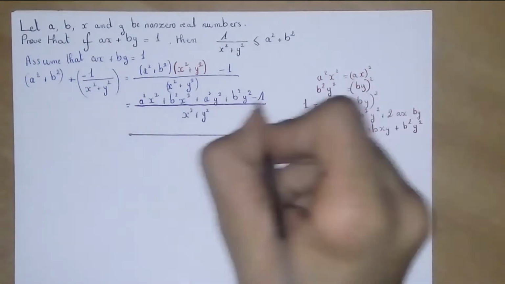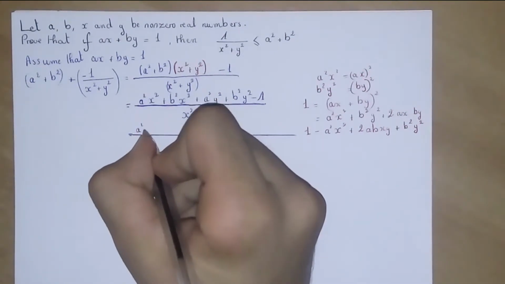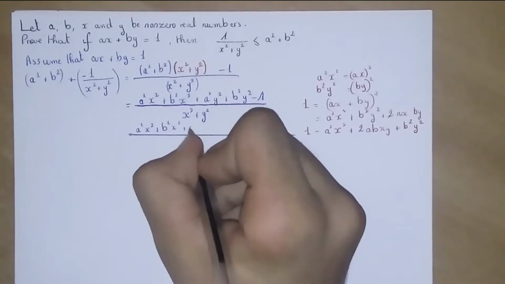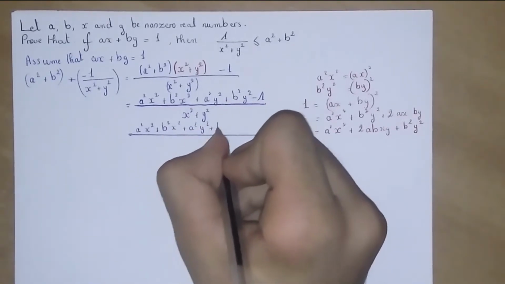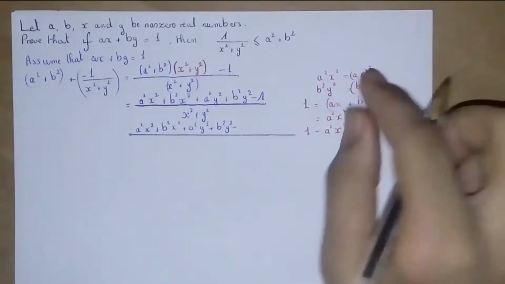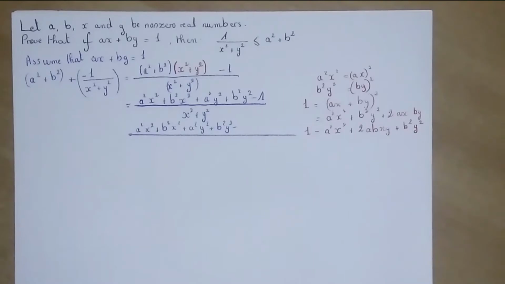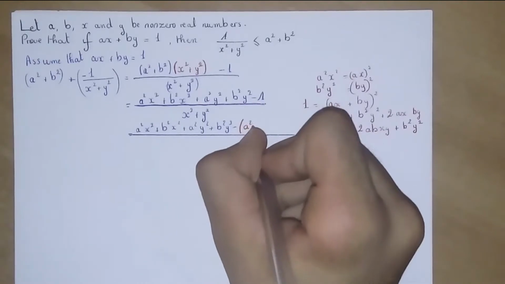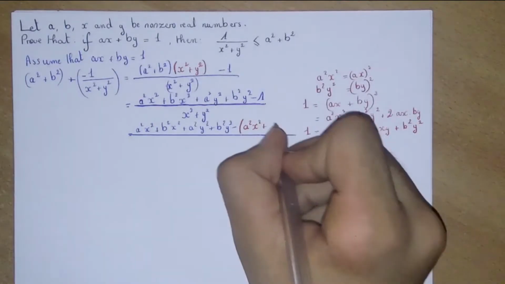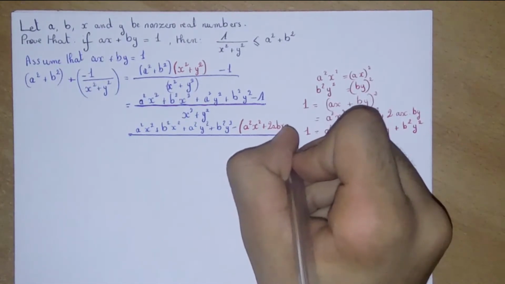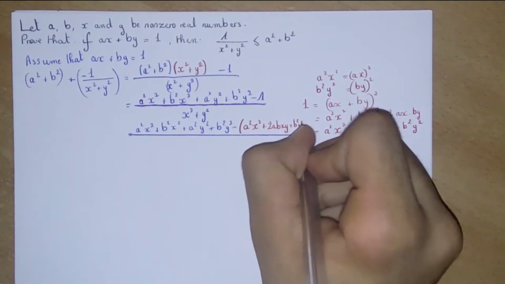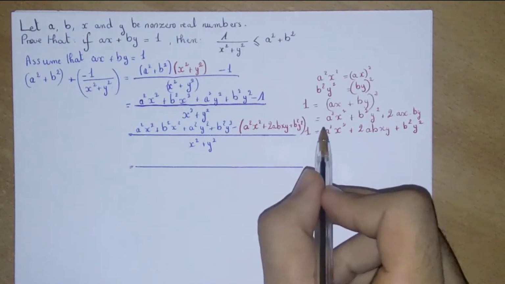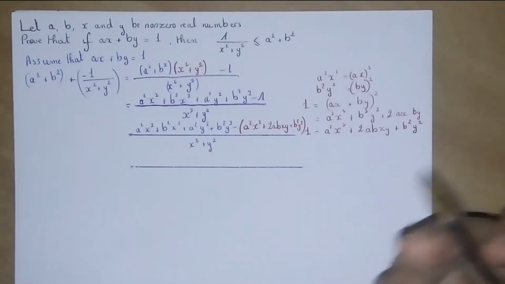So I will just rewrite this sum, a squared x squared plus b squared x squared plus a squared y squared plus b squared y squared, and then instead of putting a minus 1, I will instead put in a minus bracket this expression, a squared x squared plus 2abxy plus b squared y squared. So now I could distribute this minus sign over the terms in these brackets and see which terms cancel each other out.